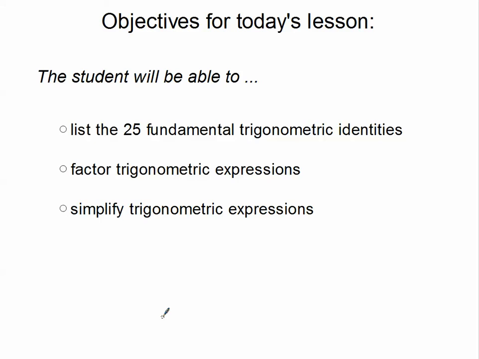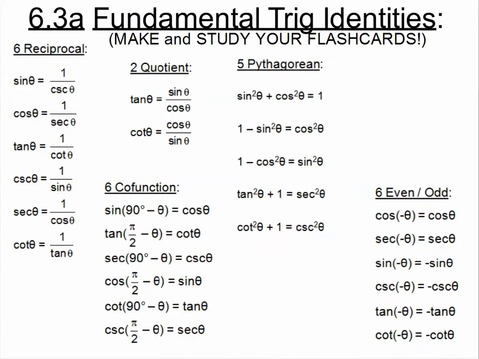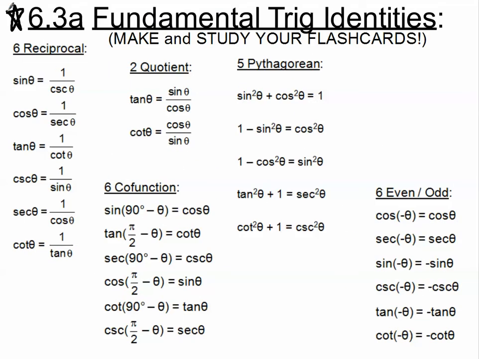Okay, and here is our first tutorial for today's lesson. In this first tutorial, we're going to be listing the 25 fundamental trigonometric identities. We're in section 6.3 in our textbook. We're actually going to spend a few days on this topic since it's incredibly important.